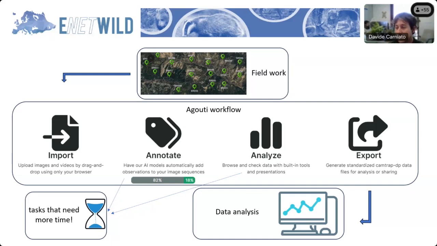And then we have the 2 parts of analysis, which we can see from the slide are the 2 tasks that need more time. So annotate that, for which luckily now we have the help of artificial intelligence that helps us to classify all the photos. But as we will see later, the artificial intelligence is not perfect, so we will have to see the photos and prove that they are well classified, and then analyze.